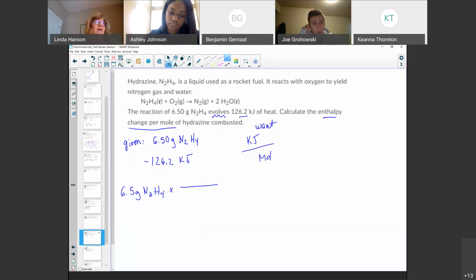What's that? 12, 24, 28, 32. Is that the molar mass? I better double check. 28 plus 4. Looks like 32 is the molar mass. So 1 mole over 32 grams. I'm just converting my grams into moles. And that's 0.203.